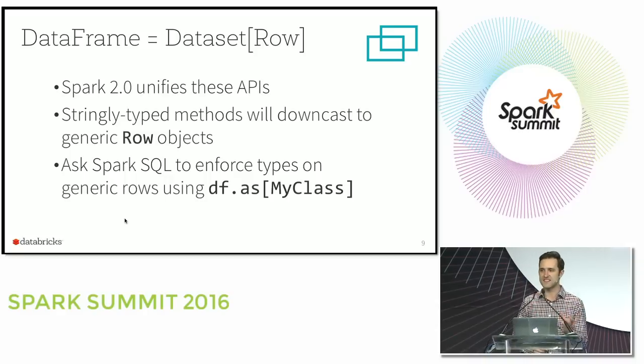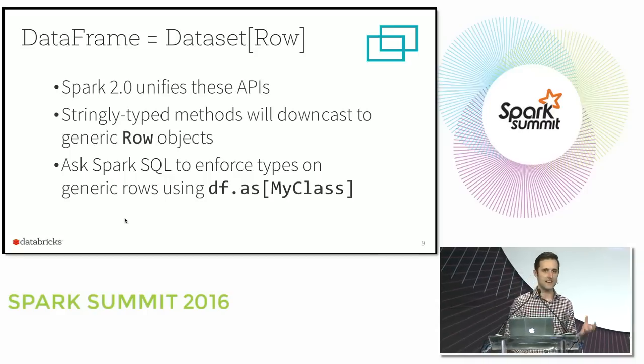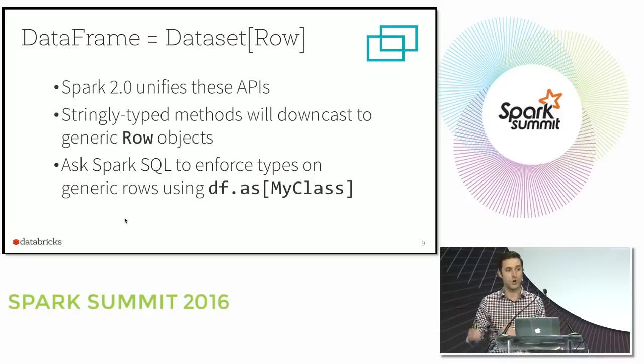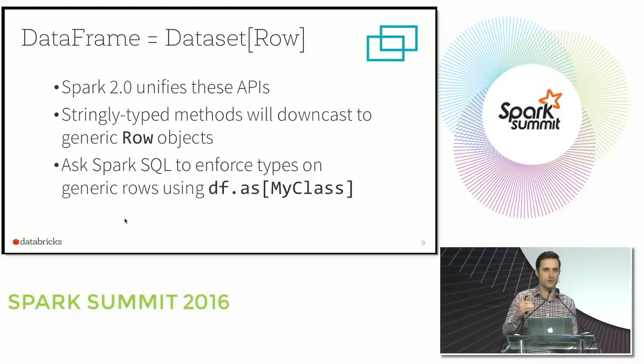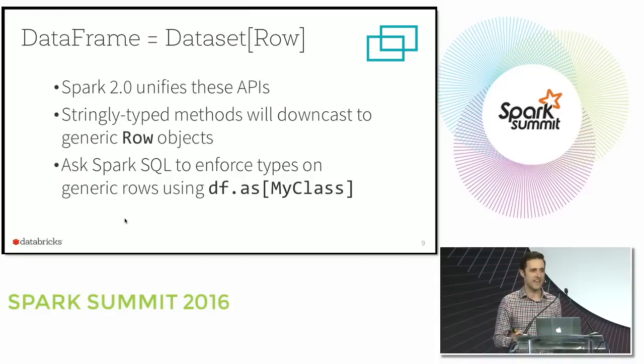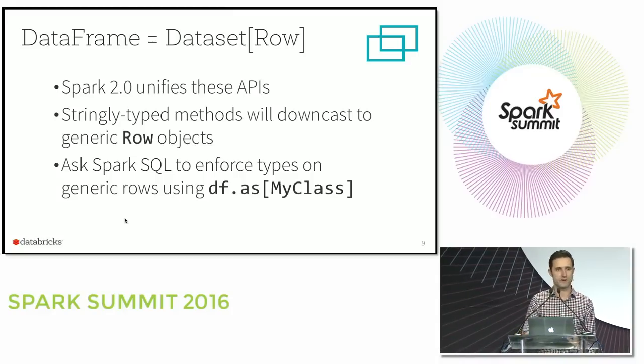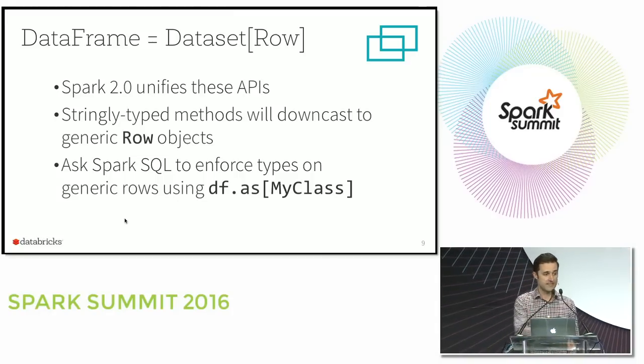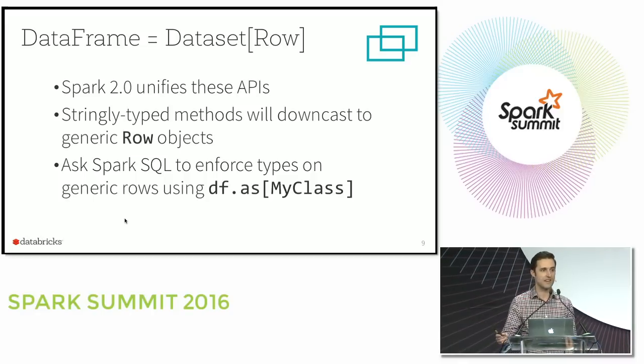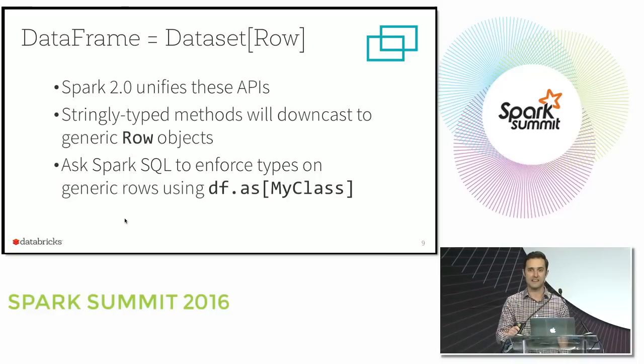So what this means is a DataFrame is just a Dataset of generic Row objects. When you don't know all of the fields ahead of time and you don't want to compile a class that's going to hold your data, generic Row objects are definitely the answer. And so anytime you use stringly typed methods where the compiler doesn't understand what's going on, it's just going to return you a DataFrame or a Dataset of Rows. And you can always switch back to the typed representation by saying .as and passing it a class.